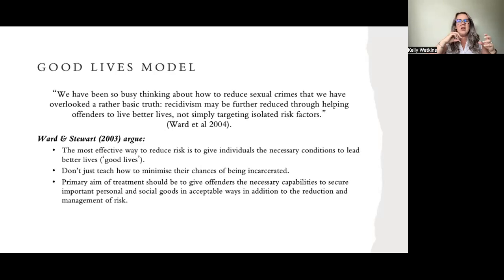What this means is that Ward and Stewart in 2003 argued that the most effective way to reduce risk is to give individuals necessary conditions to lead better lives, otherwise a good life. And it's not just teaching people about how to minimize their chances of being incarcerated or being in prison. The primary aim of the treatment is to be able to give individuals the capabilities to secure their personal and social goods, and we'll come on to the goods in the next slide, in acceptable ways, in addition to the reduction and management of risk. So it was no longer thinking about just the risk, it's a much more holistic way of looking at things.